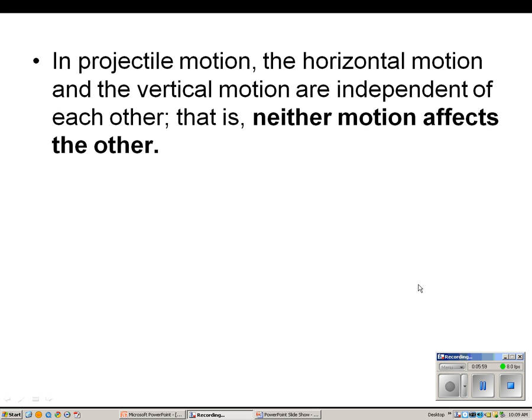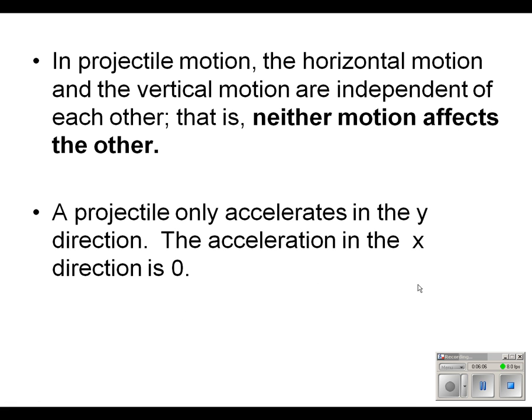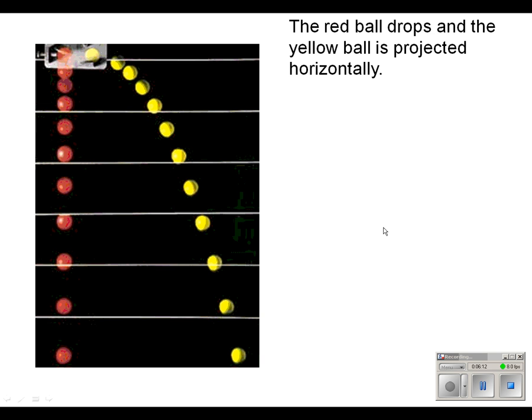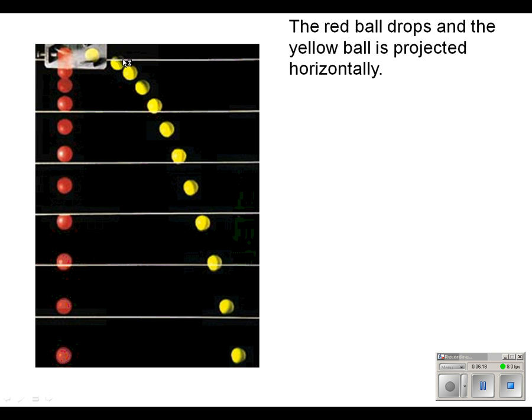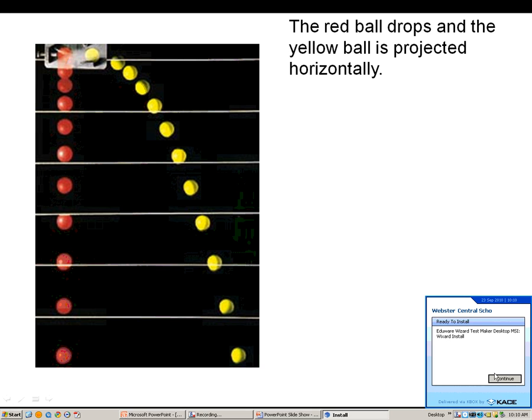In projectile motion, the horizontal motion and the vertical motion are independent of each other. That is, neither motion affects the other. So a projectile only accelerates in the y direction. The acceleration in the x direction is 0. So if you were to drop a red ball at the exact same time you were to shoot a yellow ball horizontally, they both start out with an initial velocity of 0 in the y direction.